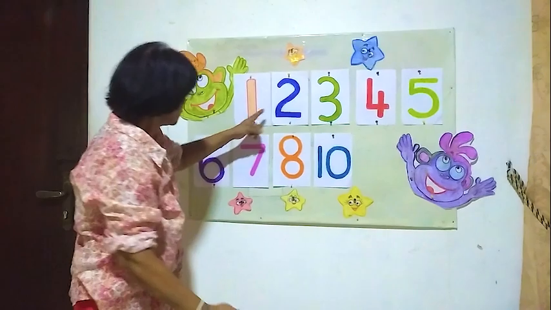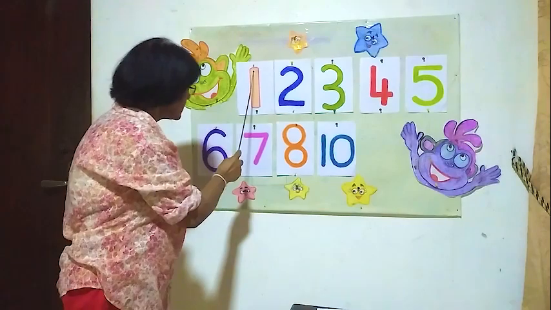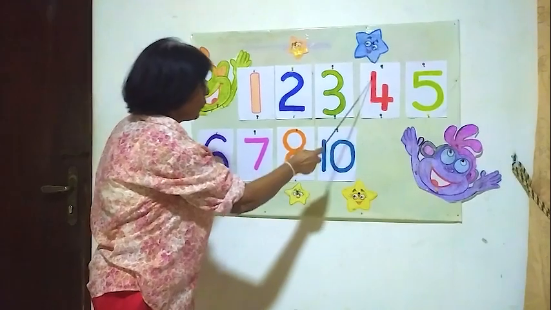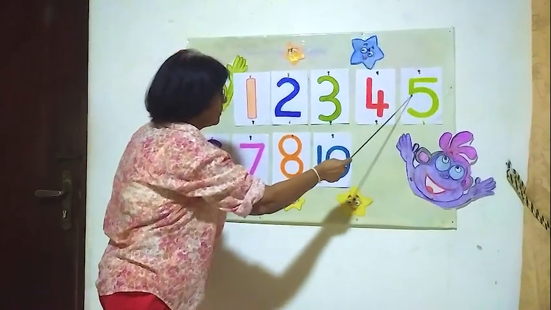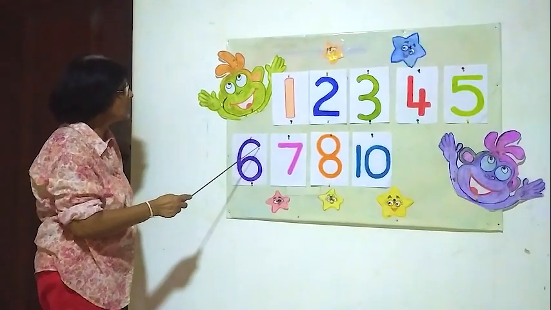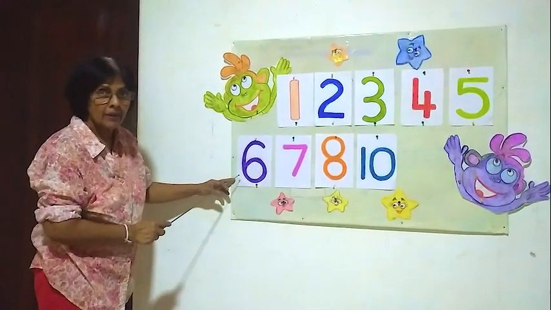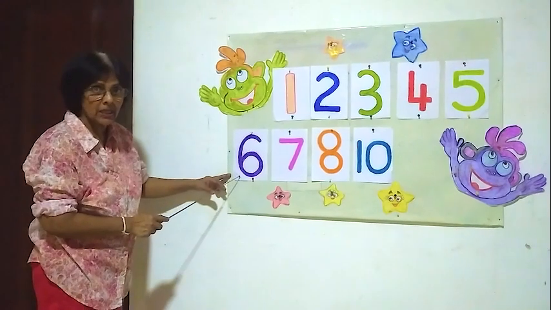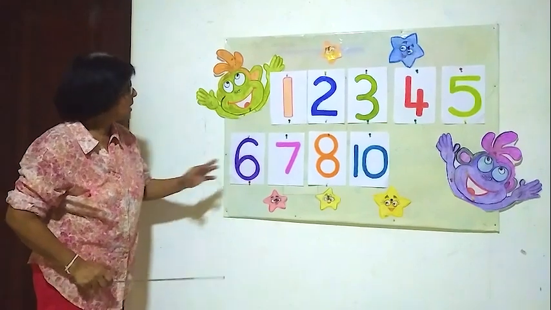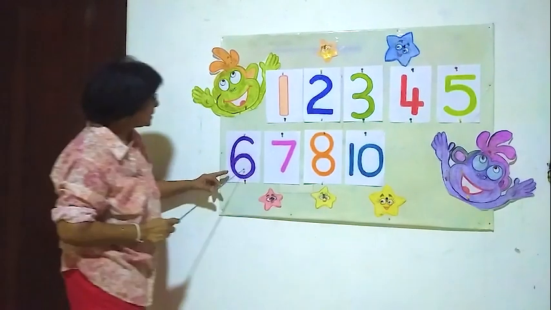1, 2, 3, 4, 5. Number 5. After number 5, then here 6. Number 6. After number 5, what's the number? 6. Is this correct? Yes, this is 6. So we don't have to find the number 6 here. 1, 2, 3, 4, 5, 6.